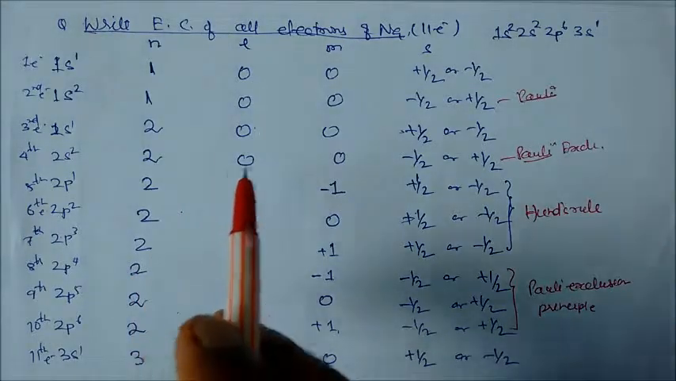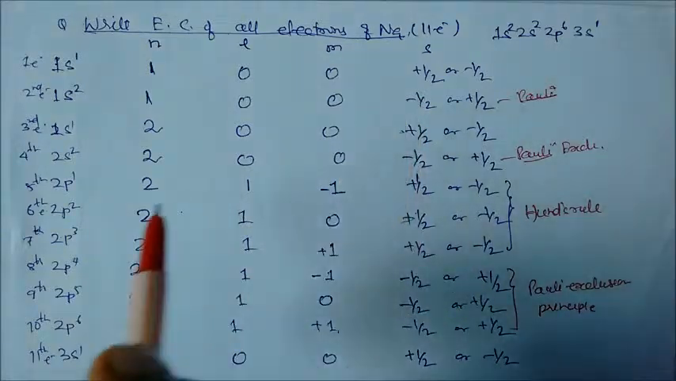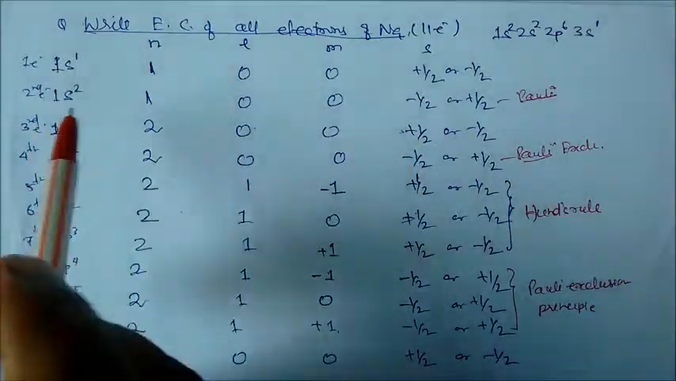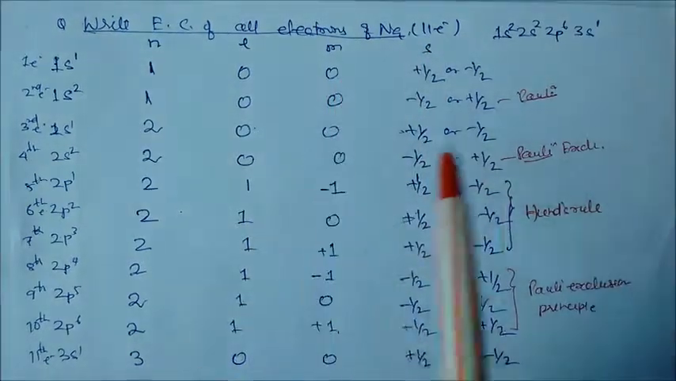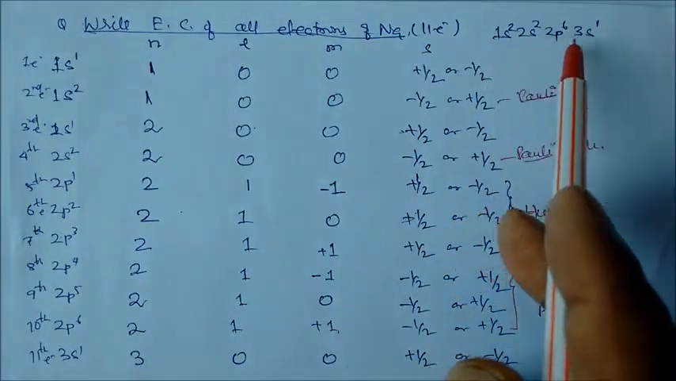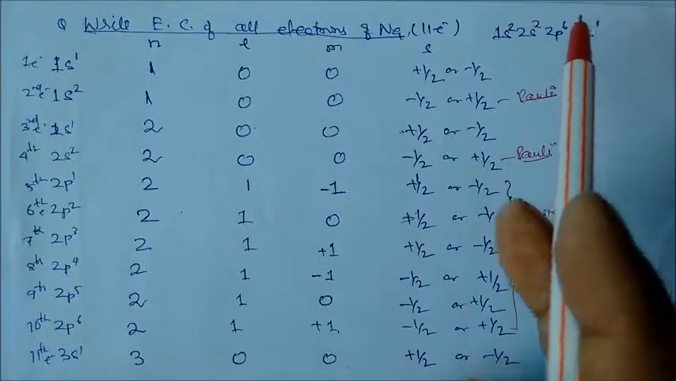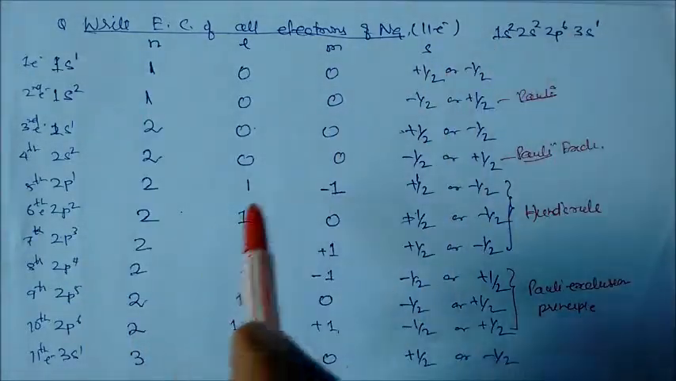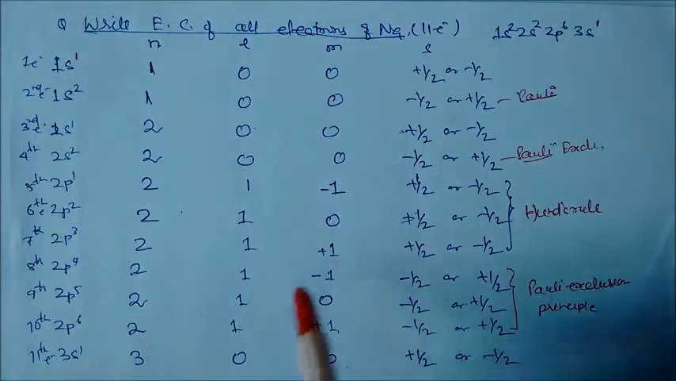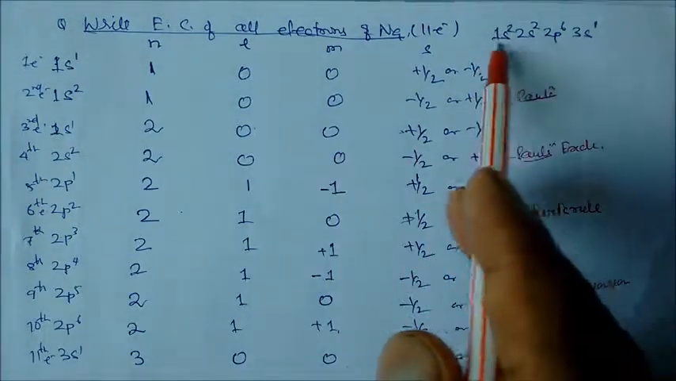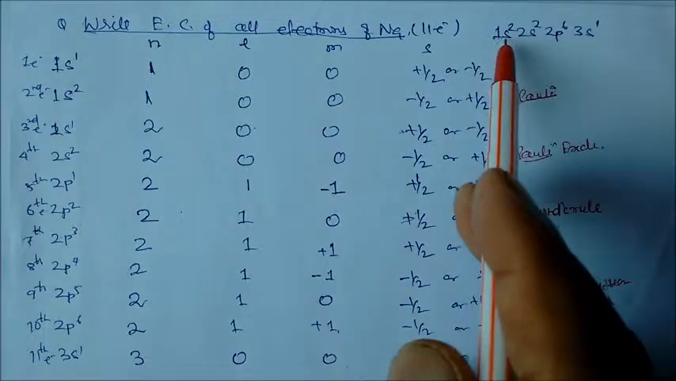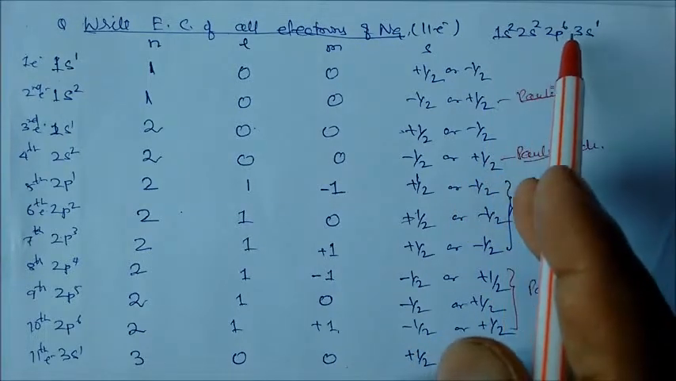Now let us see some configurations. Example: write the electronic configuration of all electrons of sodium, which has 11 electrons. This is the configuration of sodium: 1s2, 2s2, 2p6 and 3s1. Here we can see we are following the Pauli exclusion principle, the Aufbau rule, Hund's rule, everything. This is according to the Aufbau rule: we have arranged 1s2, 2s2, 2p6, 3s1.